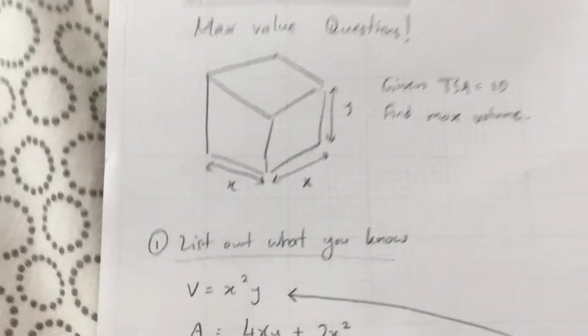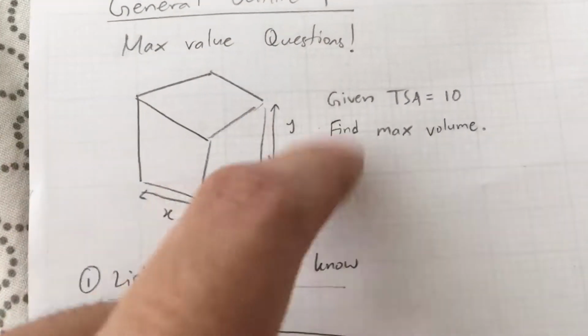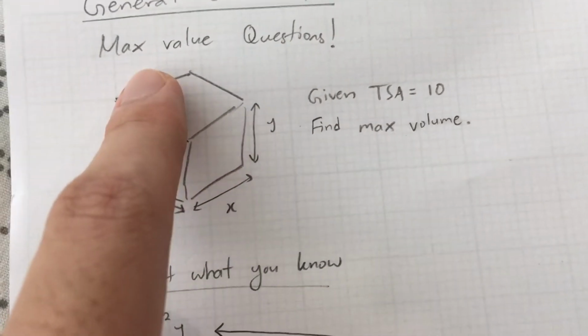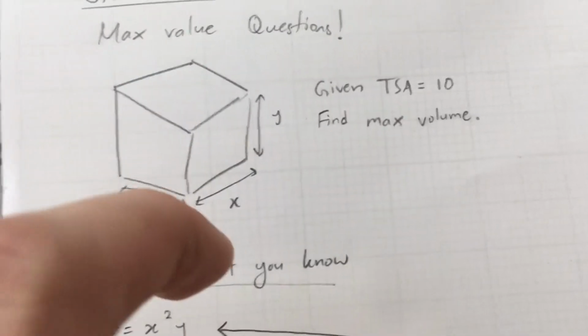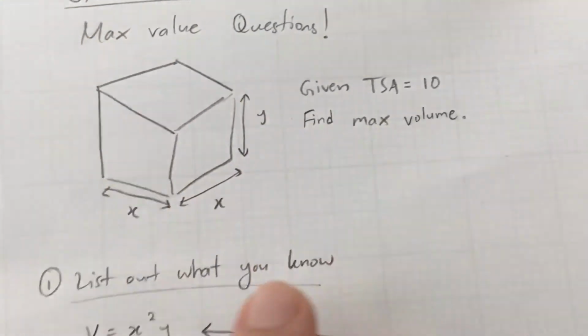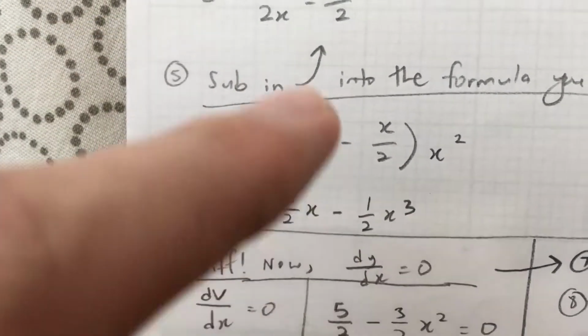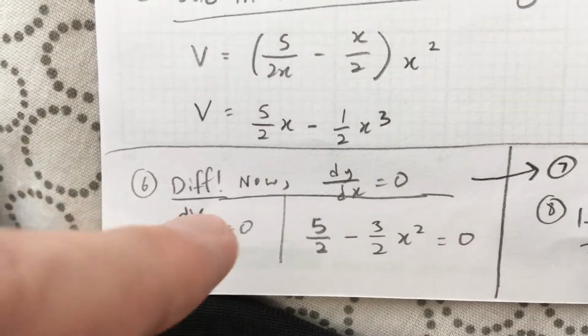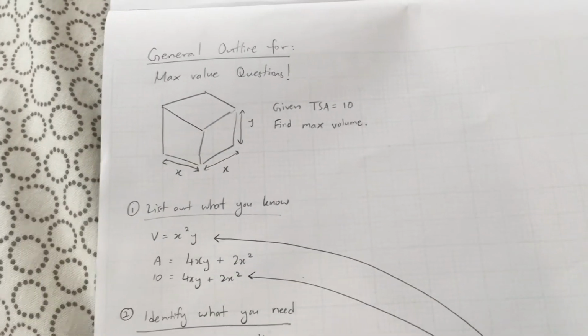So this is how you tackle maximum or minimum value questions. Minimum value is the same, actually. It's also a turning point, so you use the same method. If you get two answers of dy/dx equals 0, check which one is the maximum and which one is the minimum by doing second order differentiation. But usually it's not necessary because you only get one answer. So this is how you tackle maximum value questions.